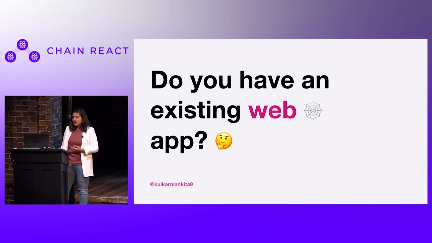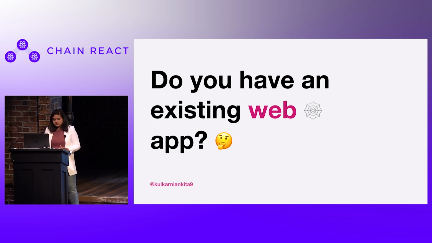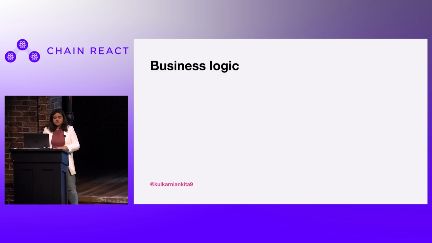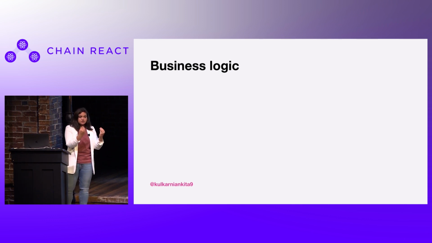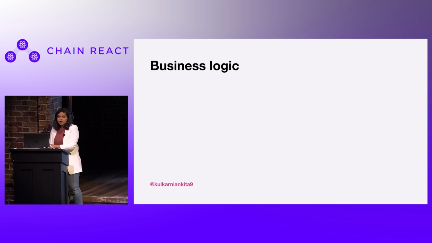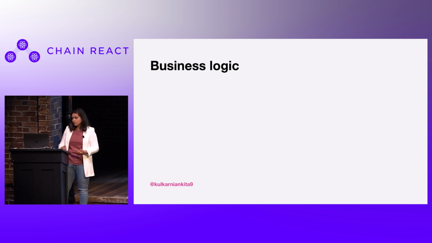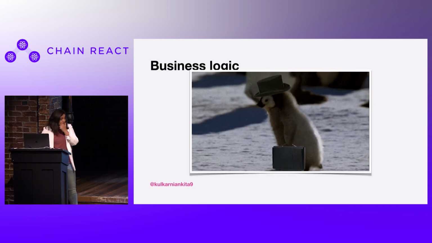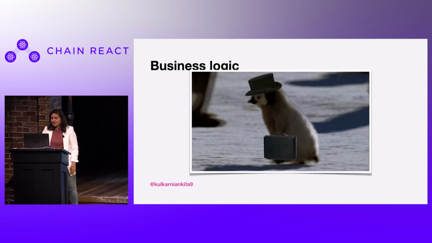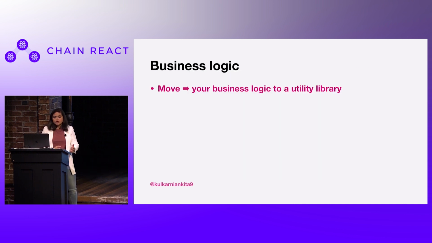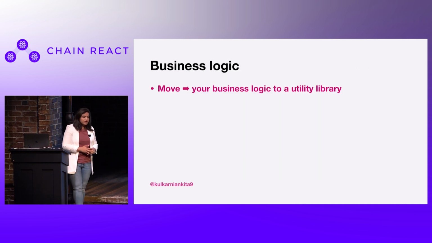And in terms of the web app itself, what we like to do is extract the business logic out. Obviously the web app is converted into a mobile app, so the business logic is essentially going to be the same, and it's going to be a lot more common. So essentially, moving the business logic to a utility library. Just create a node module for it, right?